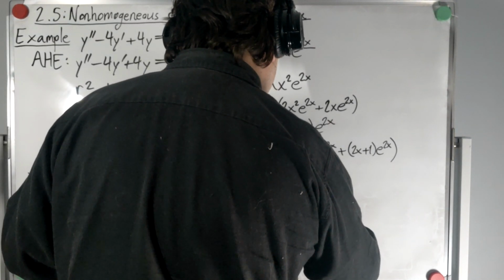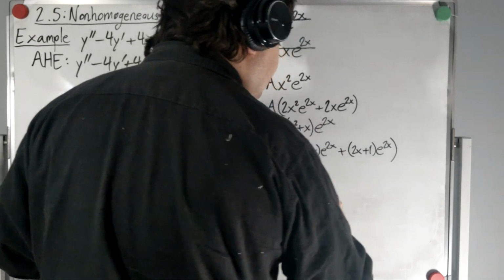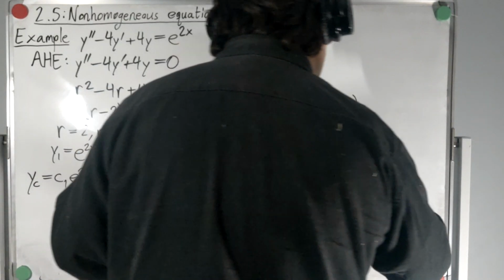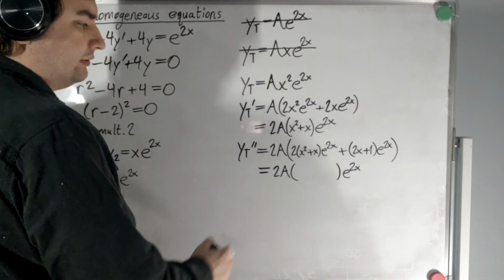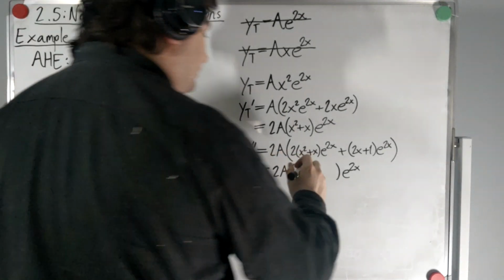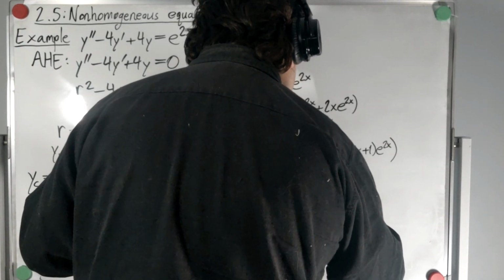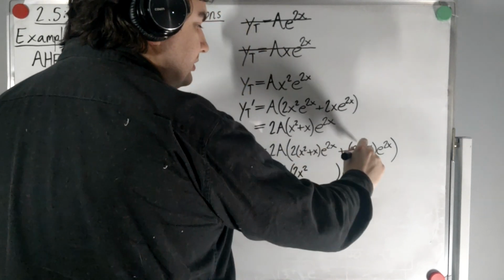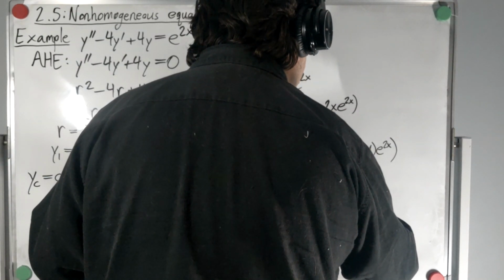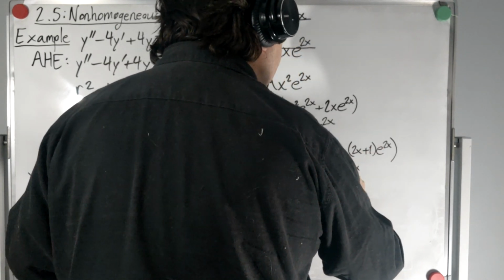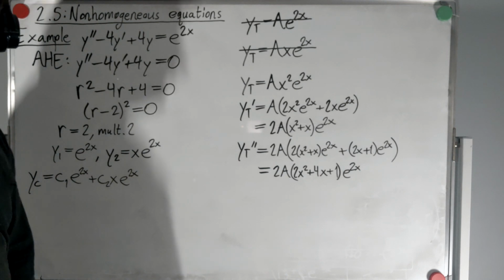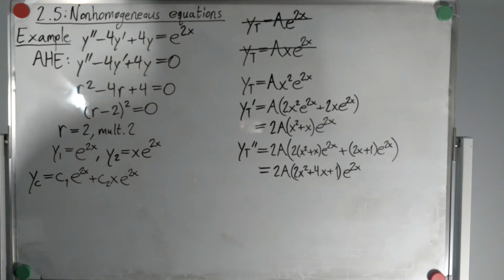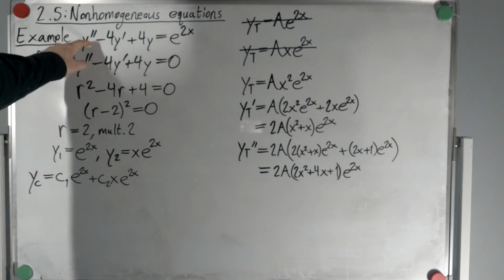This turns into 2a times something times e to the 2x. The something is going to be, let's see here, 2x squared plus 2x makes plus 4x. And then plus 1. So we have this as our second derivative. Okay, so we're going to plug that into this ODE.